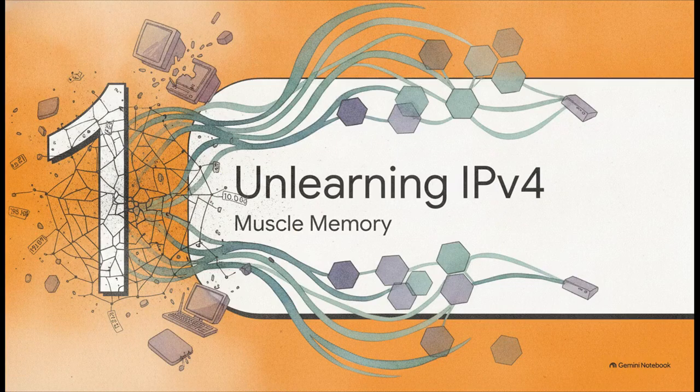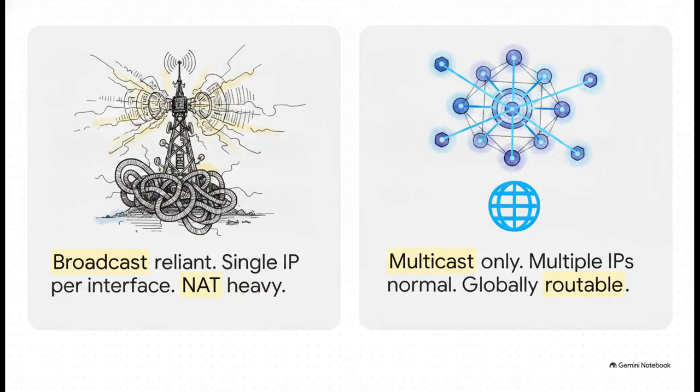Okay, let's dive into Section 1, Unlearning IPv4 Muscle Memory. Look, before you can fix a broken IPv6 network, you really have to realize it operates under entirely different rules. It's not just a bigger address space, it's a fundamentally different protocol. To really grasp this, we need to bluntly contrast the old reality with the new one.